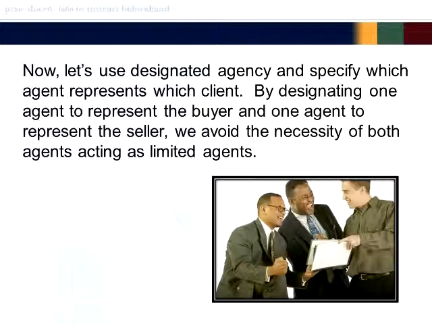Now let's use designated agency and specify which agent represents which client. By designating one agent to represent the buyer and one agent to represent the seller, we avoid the necessity of both agents acting as limited agents.